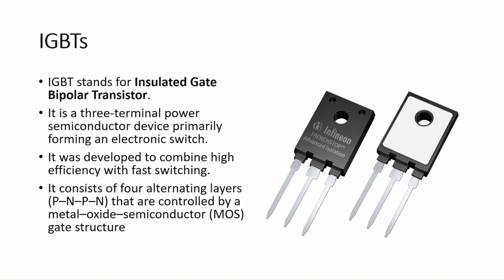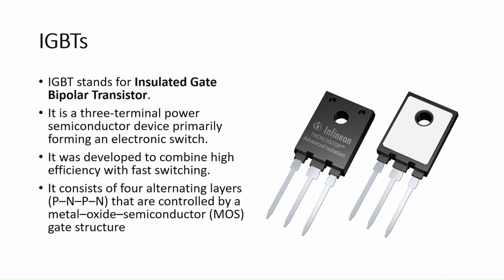IGBT stands for insulated gate bipolar transistor. It is a three-terminal power semiconductor device primarily forming an electronic switch. It was developed to combine high efficiency with fast switching. It consists of 4 alternating layers, P-N-P-N, that are controlled by a metal oxide semiconductor, MOS, gate structure.